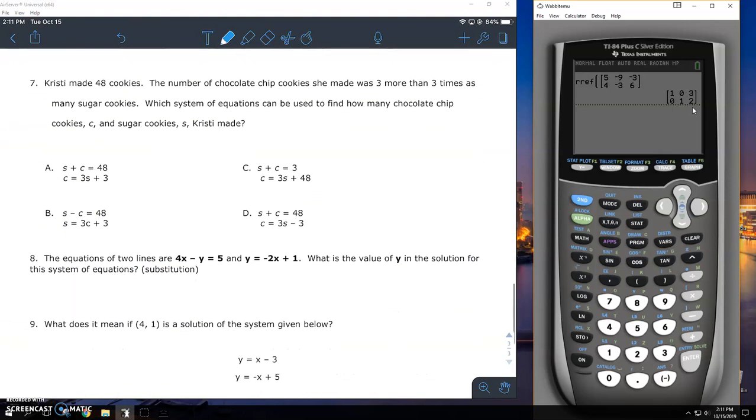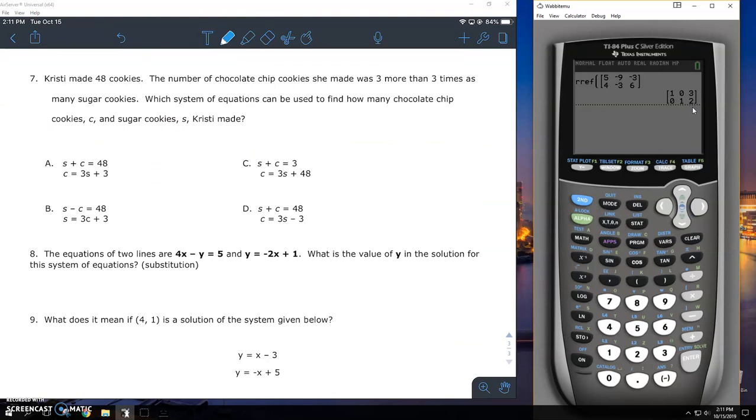Number 7, Christy made 48 cookies. The number of chocolate chip cookies she made was 3 more than 3 times as many sugar cookies. That's a lot. Which system of equations below can be used to find how many chocolate chip cookies, so C, and sugar cookies, S, Christy made? So we know in total that she made 48 cookies. So chocolate chip plus sugar cookies equals 48 total.